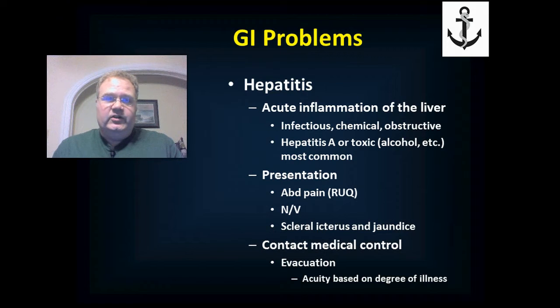One of the really concerning things would be somebody who has painless jaundice, so they don't have abdominal pain, but they've turned yellow. We always worry about pancreatic cancer with that, and so another concern for you.